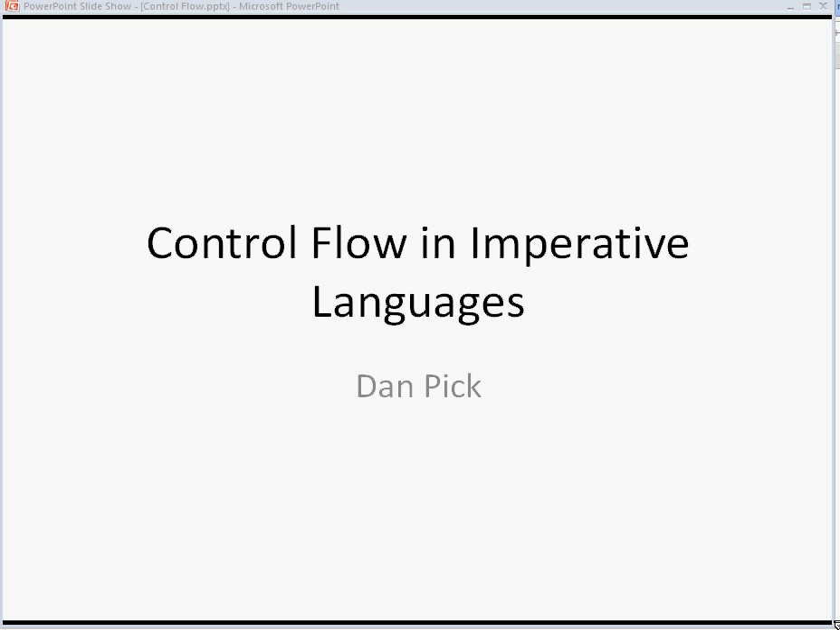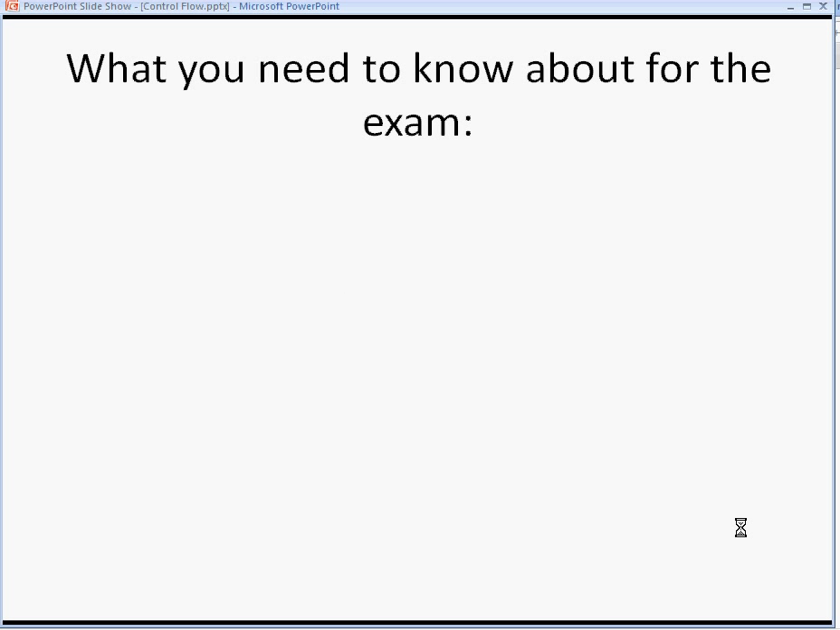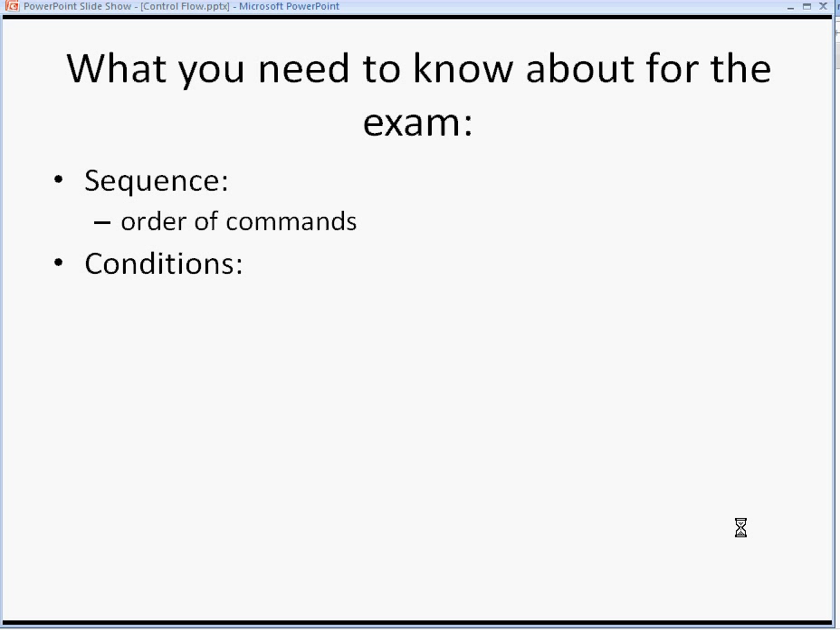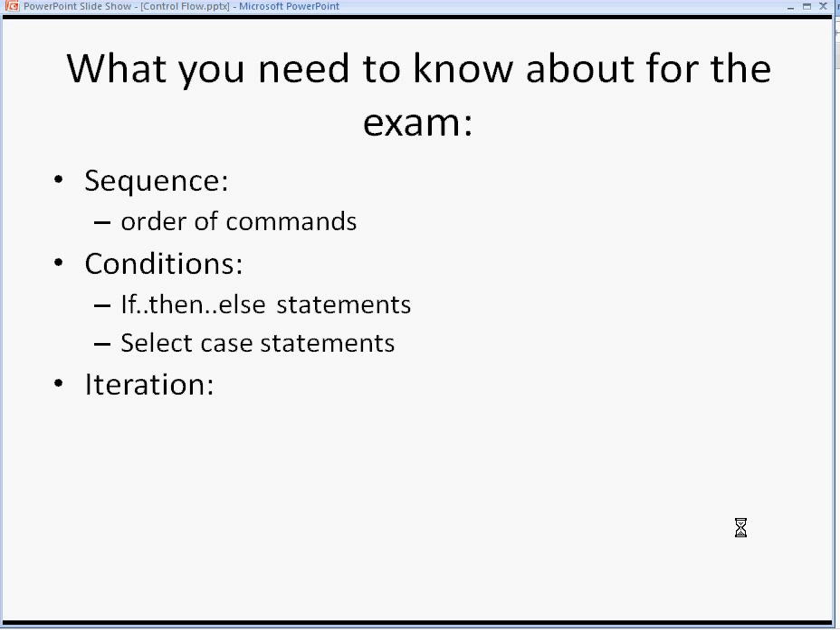Okay, so there's a section in the exam on control flow in imperative languages. When we talk about control flow, we mean sequence, which is the order of commands when you're programming. We mean conditions, also known as selections, which would be things that you might be familiar with, like if then else statements. Things that you might be less familiar with, such as select case statements.